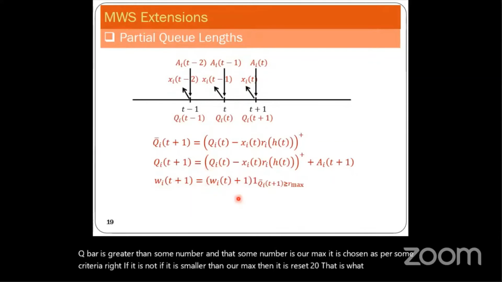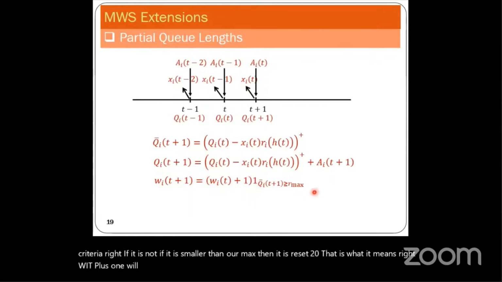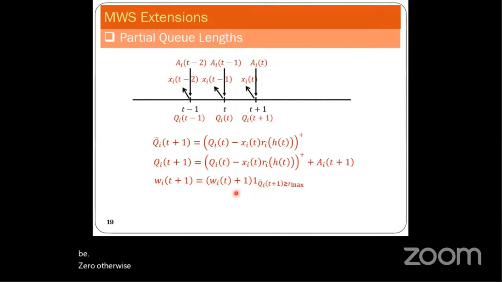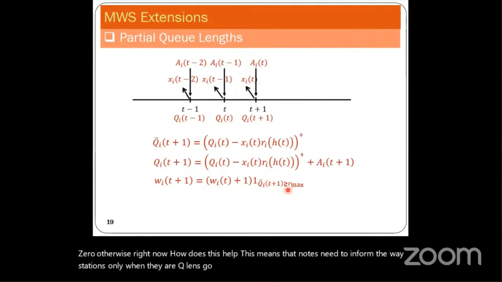WIT plus 1 will be 0. This indicator function is 1 as long as this criteria is satisfied. It's 0 otherwise. So WIT plus 1 will be WIT plus 1 if this criteria is satisfied, and it will be 0 otherwise. Right. Now, how does this help? This means that nodes need to inform the base stations only when their queue lengths go below or above R max. See, if the queue length has gone above R max, this node will inform the base station.